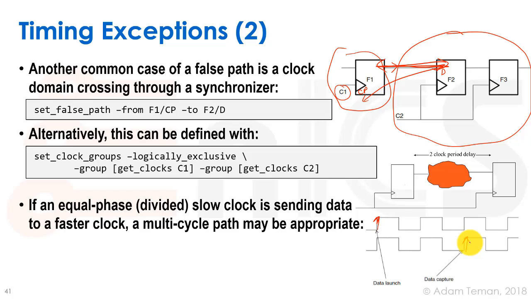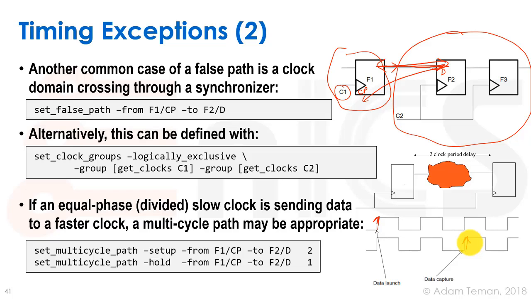We want to tell the tool how to do that. What we're going to do is use a command called set multi-cycle path. So set multi-cycle path from flip-flop 1 CP to flip-flop 2 D, right? That's what we wanted to do. And we say that it will take 2 clock cycles. But look here, we said minus setup. So that's a multi-cycle path only for setup or max delay checks.